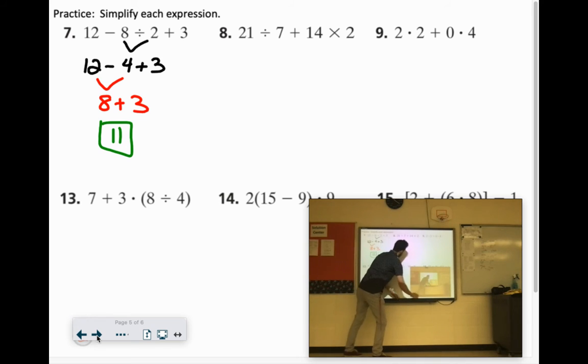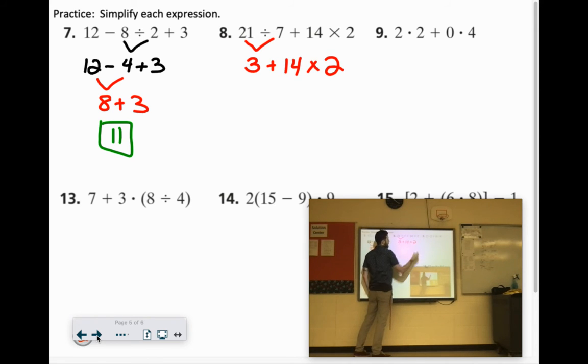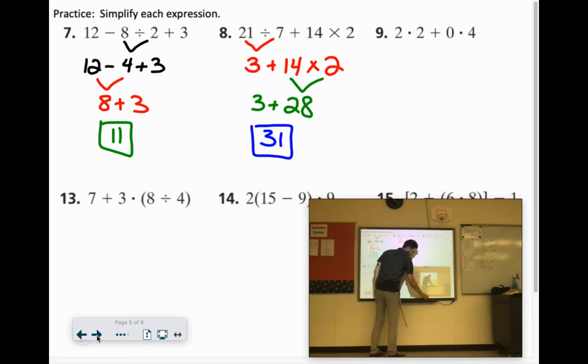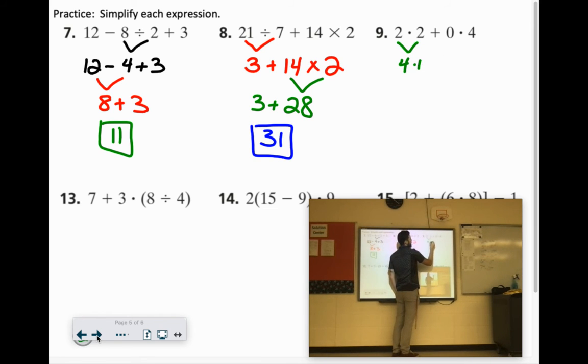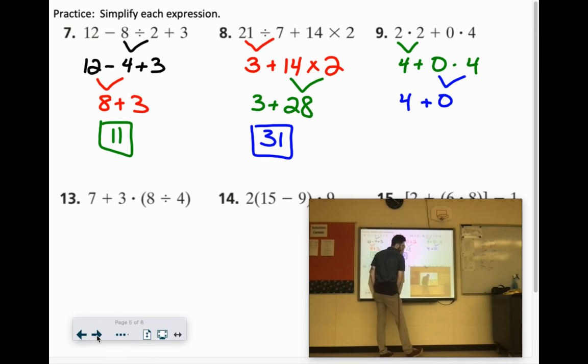All right. Here we've got division. 21 divided by 7 is 3. Then we have multiplication still to do. 14 times 2 is 28. So 3 plus 28, which gives us 31. All right, we've got multiplication. 2 times 2 is 4. We've got more multiplication. 0 times 4 is 0. So 4 plus 0 gives us 4.